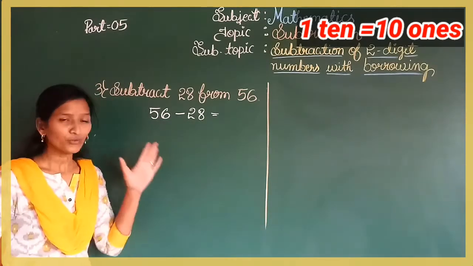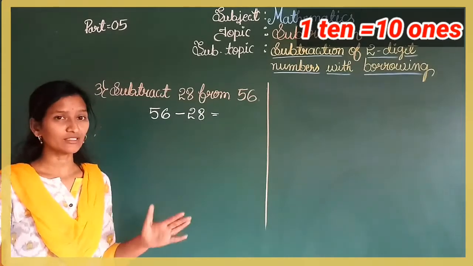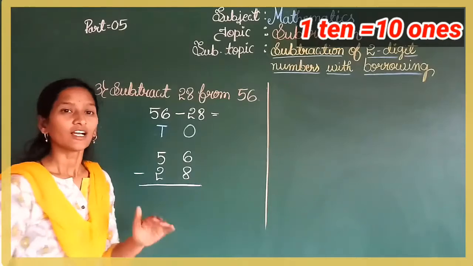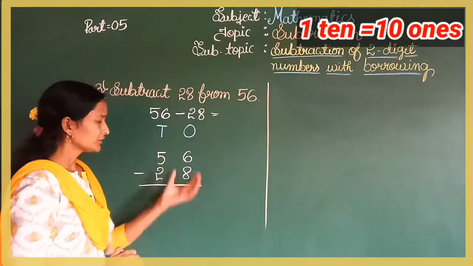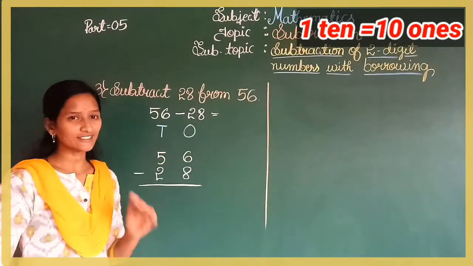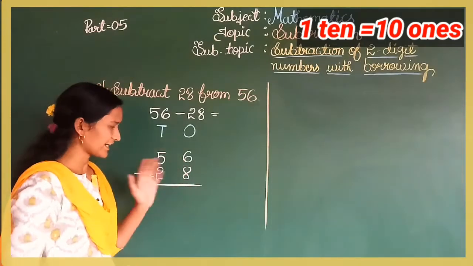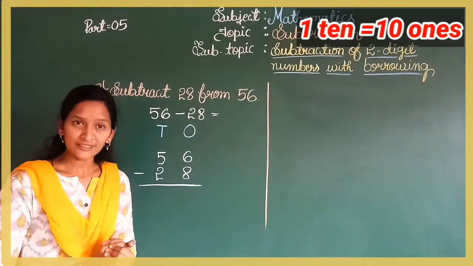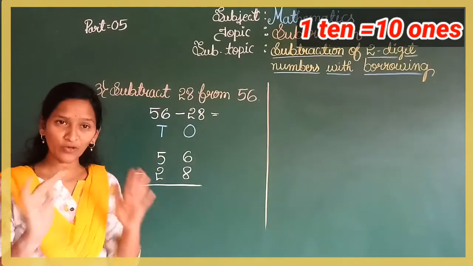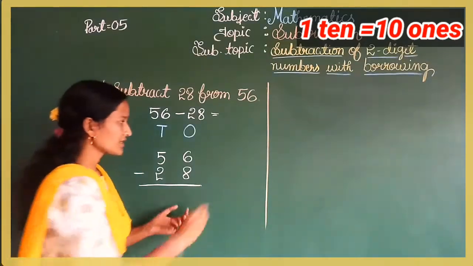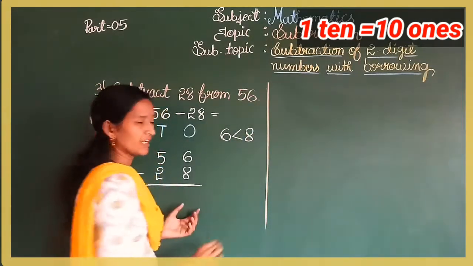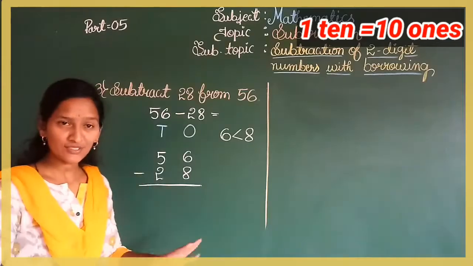Okay. So now you have to write these two numbers in separate columns of ones and tens. Children, come to the ones column. So in the ones column, the given digits are 6 minus 8. Yes, what is 6 minus 8? 6 minus 8, it is not possible to subtract because 6 is less than 8. Okay, so it is not possible to subtract.